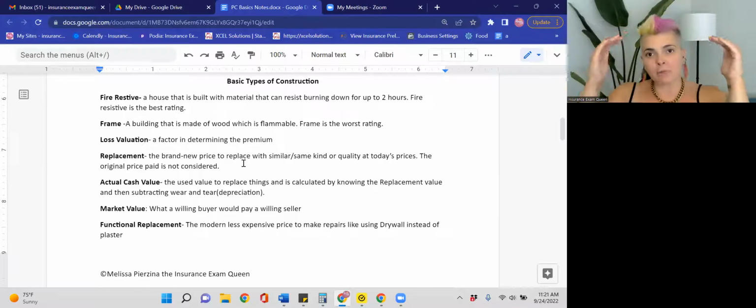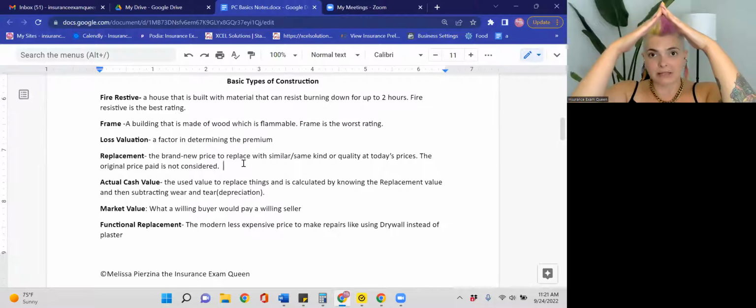So when you buy a homeowner's, because in this chapter we're also talking about homeowners here, when you're buying a homeowner's, the walls and the roof are going to be replacement.